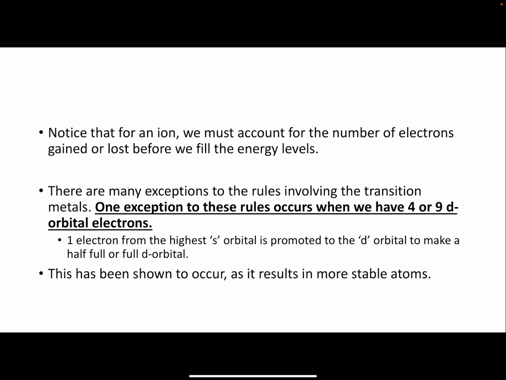Okay, there's a couple of exceptions to go through. We accounted for the number of electrons before we filled the energy levels because we don't fill it in order in this case.